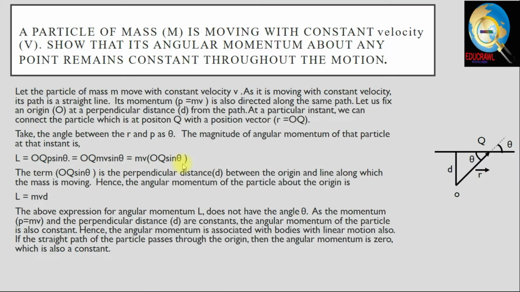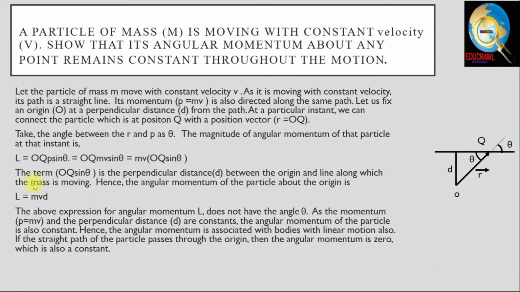The term OQ sin theta is nothing but the perpendicular distance between the origin and the line along which the mass is moving. Hence, you can replace that OQ sin theta as the distance d. So, L will be equal to mvd.